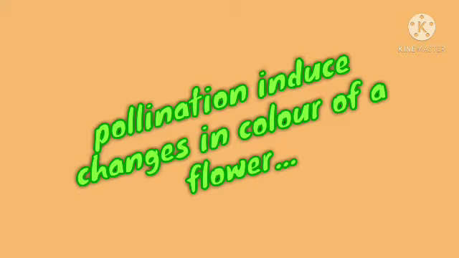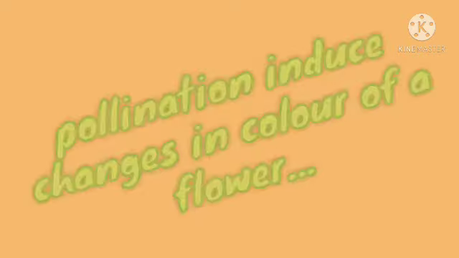Like you have your lily flower. Once there is a crossbreed of pollination from one anther to another, from one pollen grain to another, it will change the color of that lily, which is white, to red, which is known as a rose flower. So that's how it changes the color of a flower.